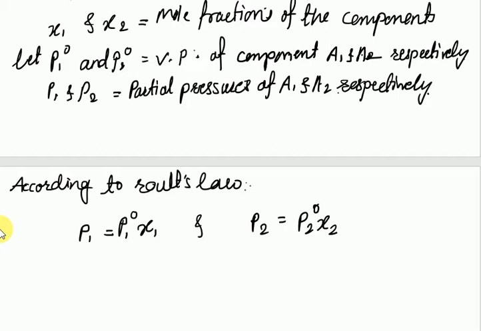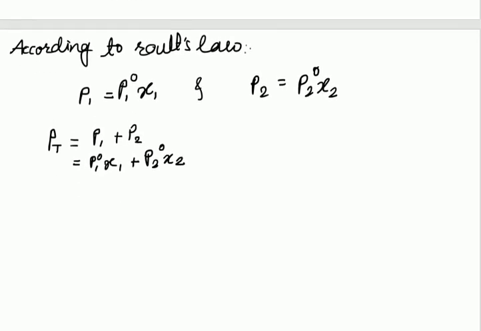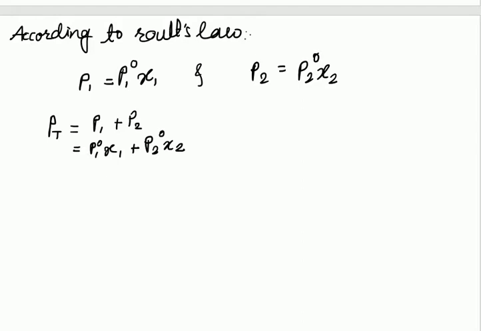And the total vapor pressure of the solution, denoted by Pt, is the sum of the partial vapor pressures of the two components, that is Pt is equal to P1 plus P2. So, we can write here as P10 X1 plus P20 X2. As we know, in the previous lecture we have seen the concentration term mole fraction, and the sum of the mole fractions of all components is equal to 1, that is x1 plus x2 is equal to 1, or we can write x2 is equal to 1 minus x1.